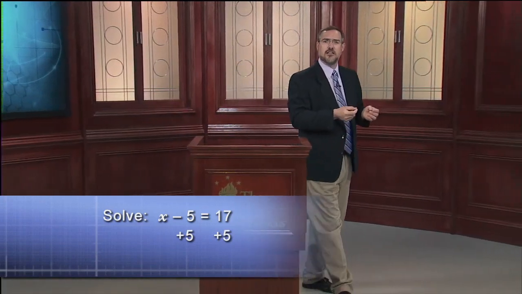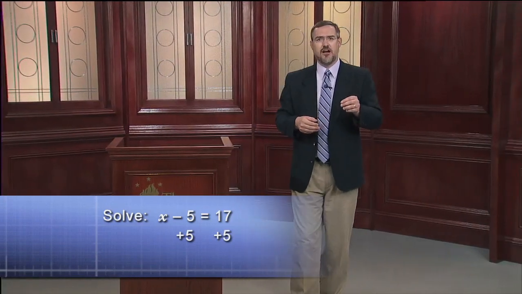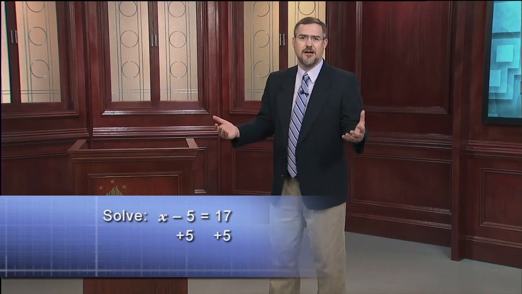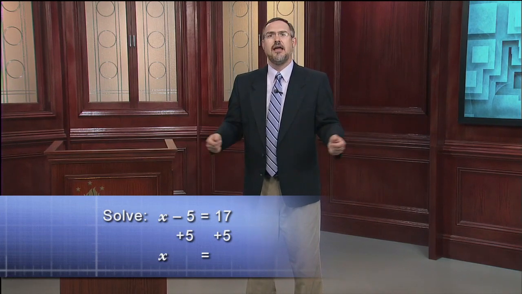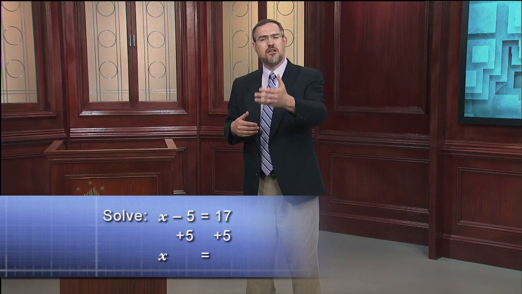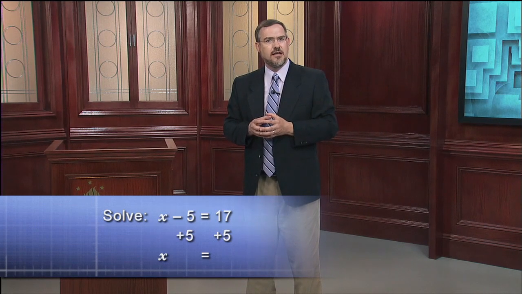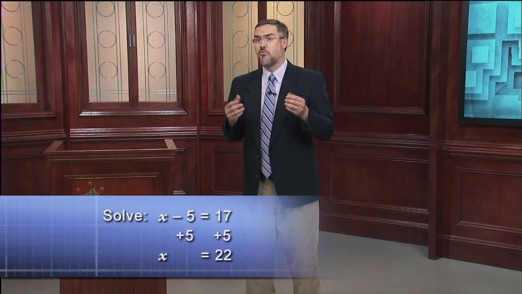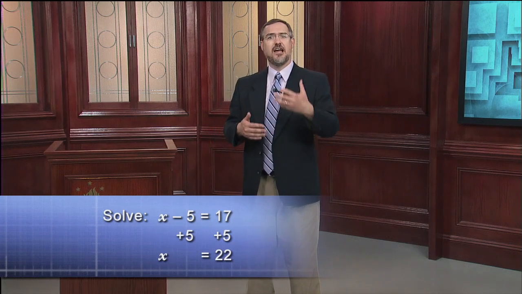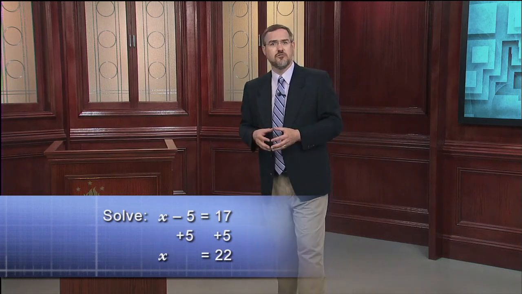And when I do that on the left, x minus 5 plus 5 is just going to become x. Okay, it becomes x plus 0 because minus 5 plus 5 is 0. That's just x though. And then I have 17 plus 5 on the right-hand side, and 17 plus 5 becomes 22. So what's the equation now say? It says x equals 22. The equation actually tells us the solution.